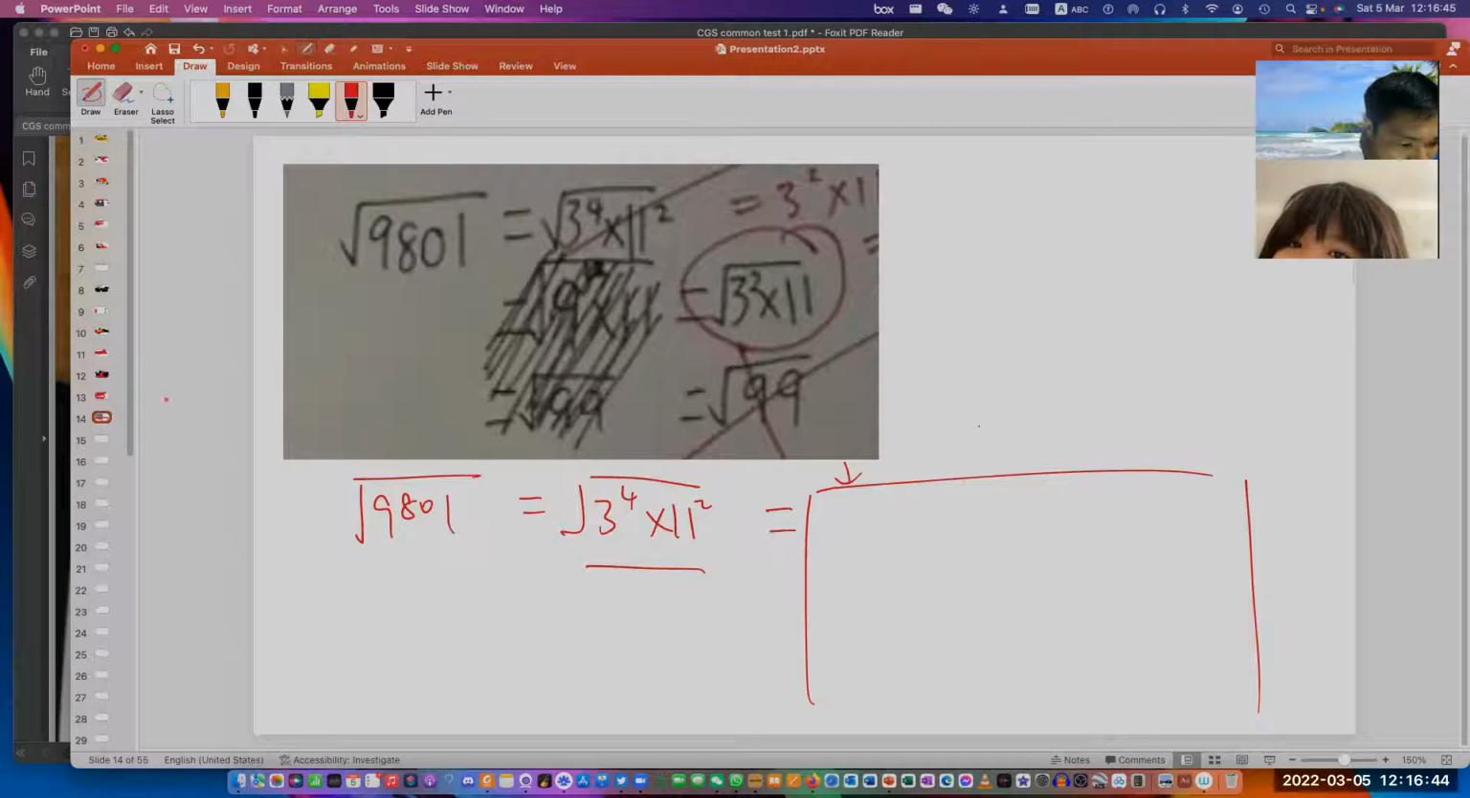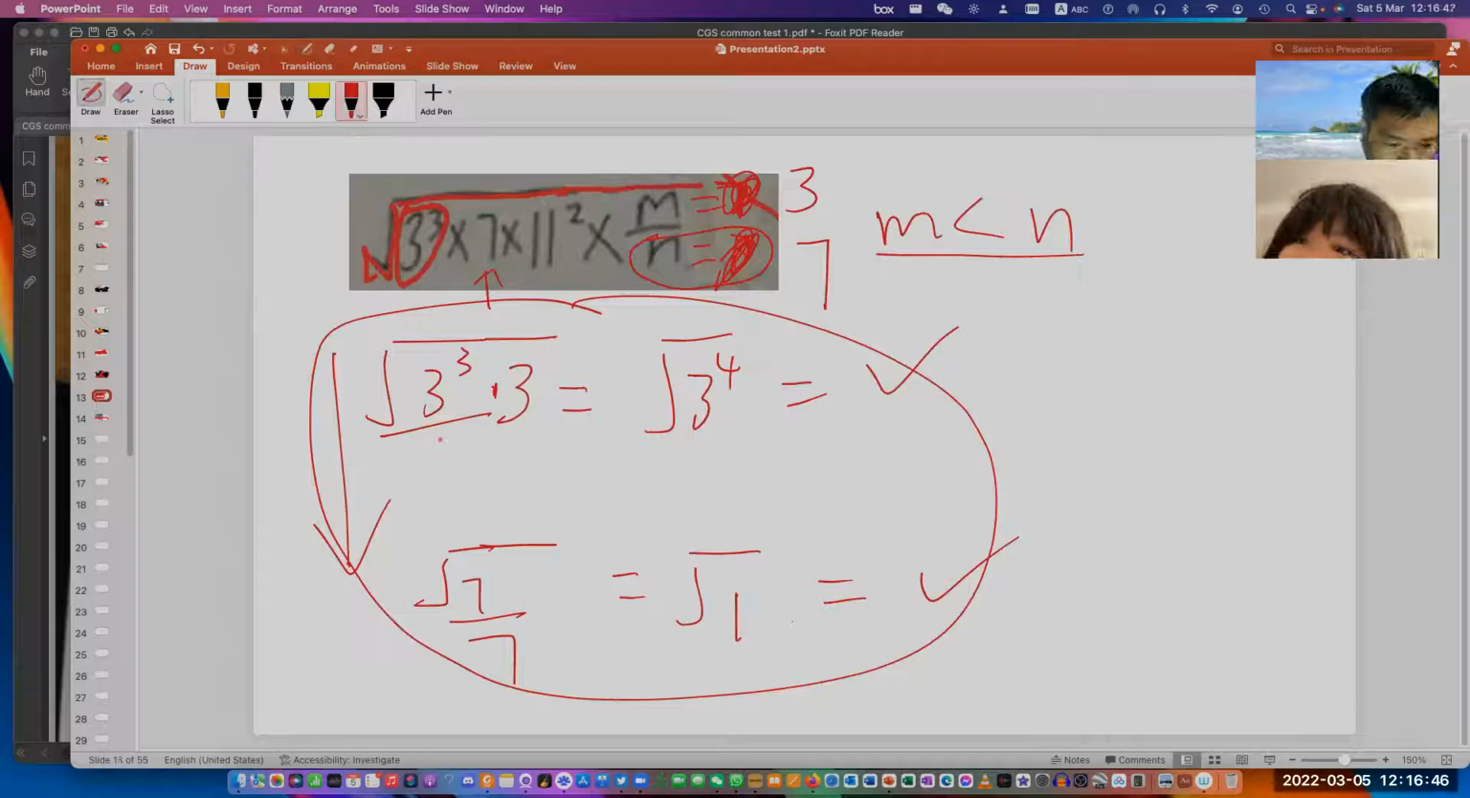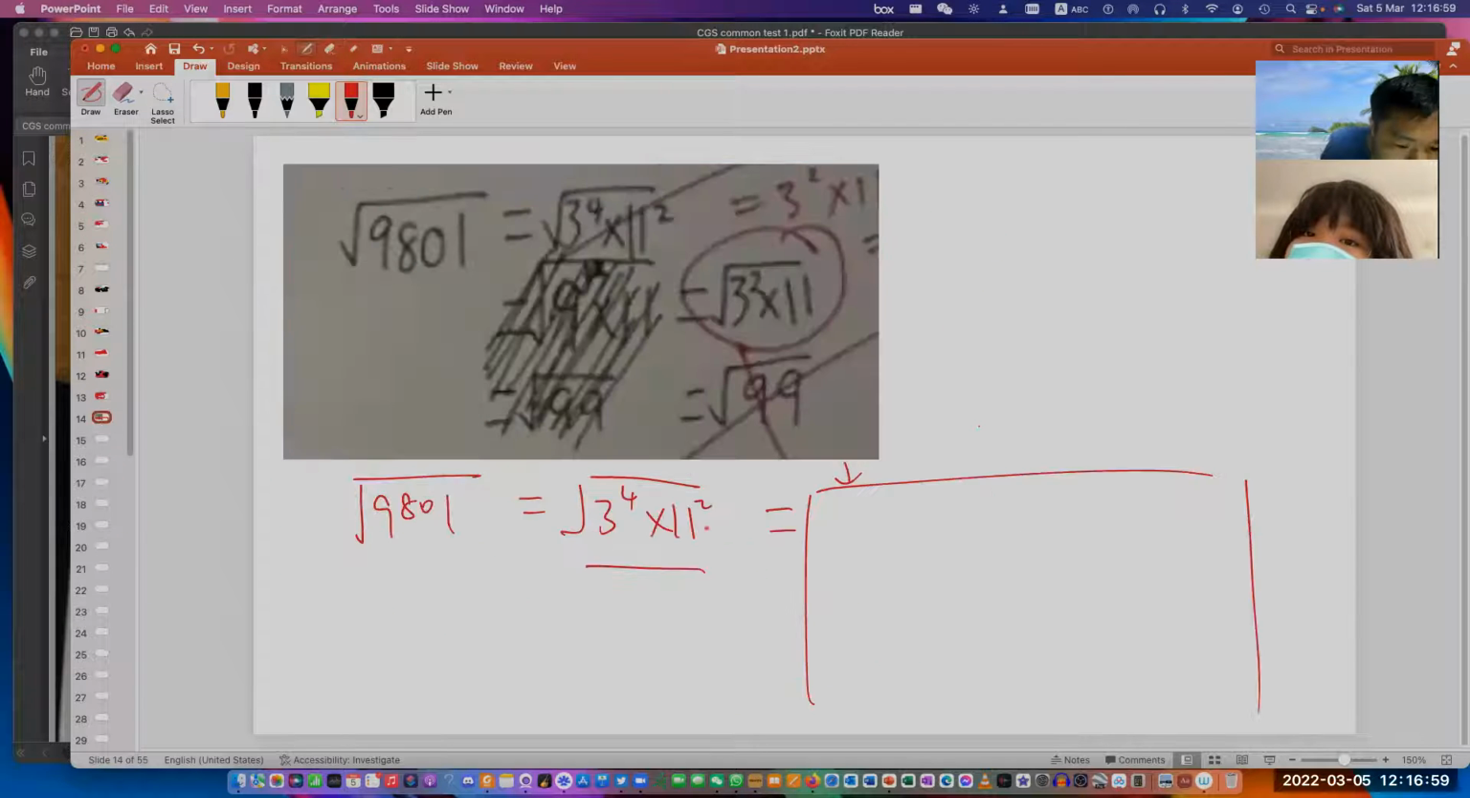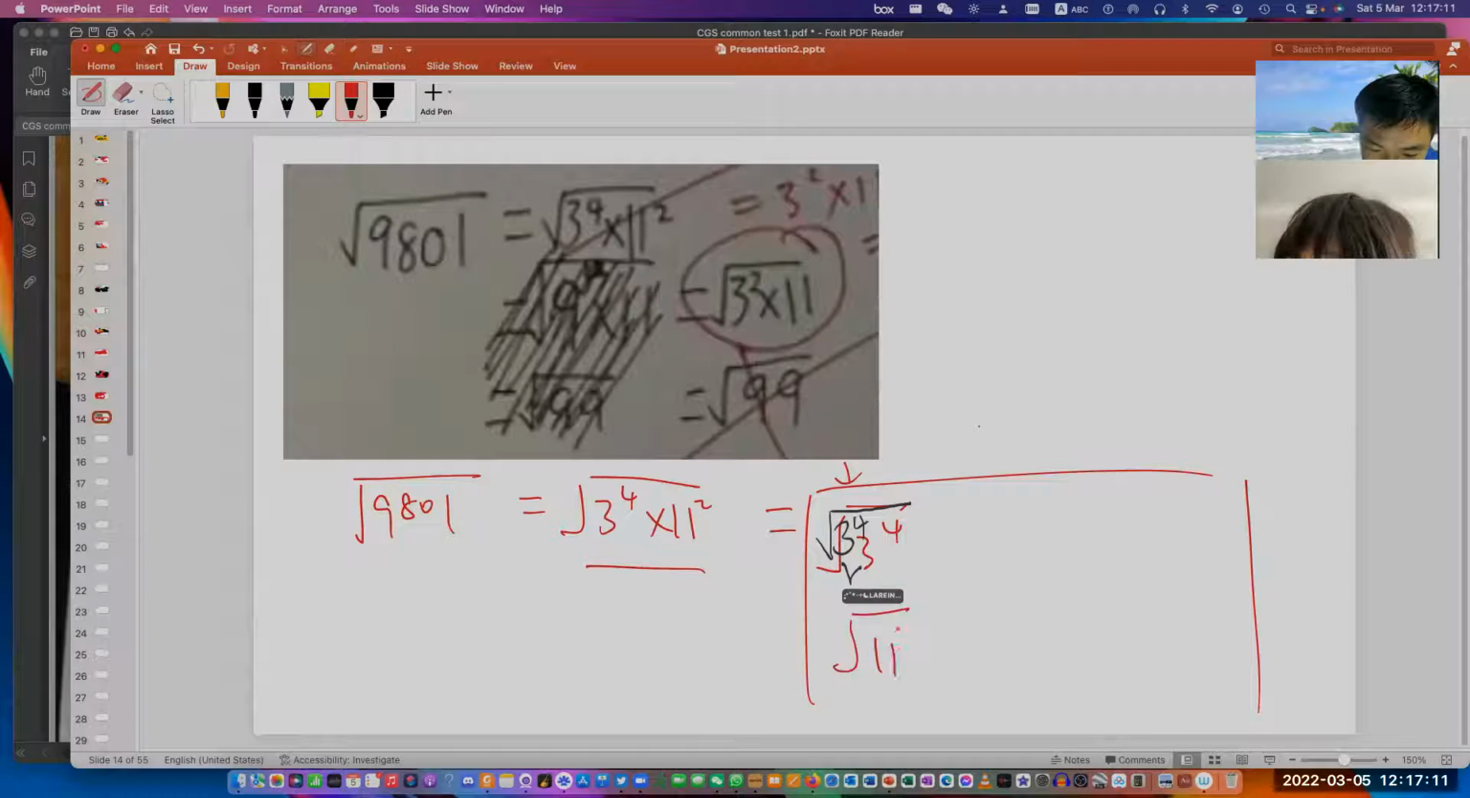If you look at the previous question, what is our next step? We ask ourselves whether the square root can square root the 3 to the power of 4 first. And then, can. Both of them can. So what is your next step? If you think it can, what's your next step? The next step should be you ask yourself the square root of 3 to the power of 4, right? And then what's the next step? The square root of 11 to the power of 2, right?